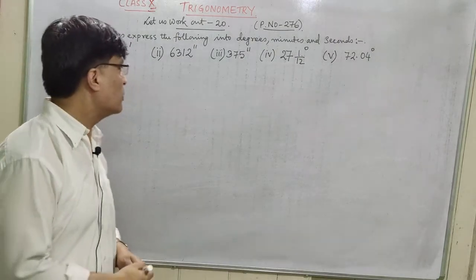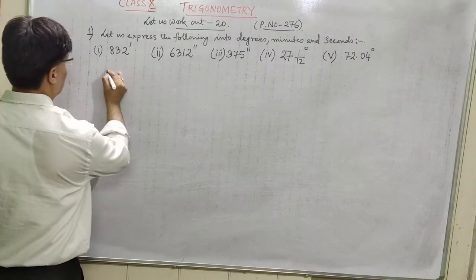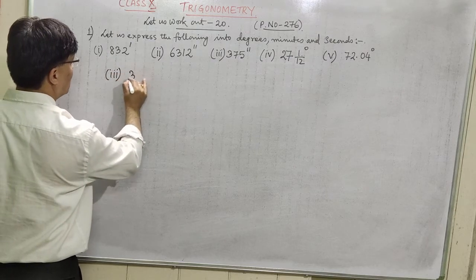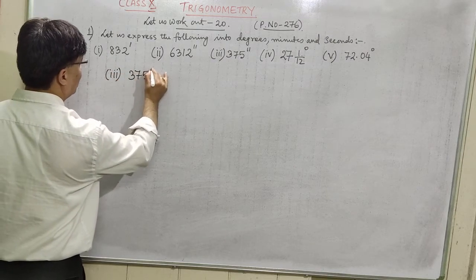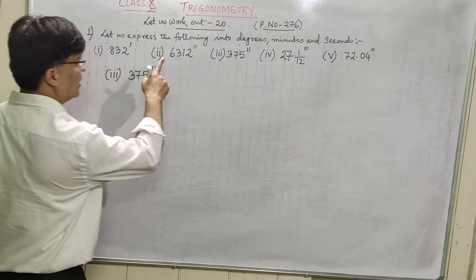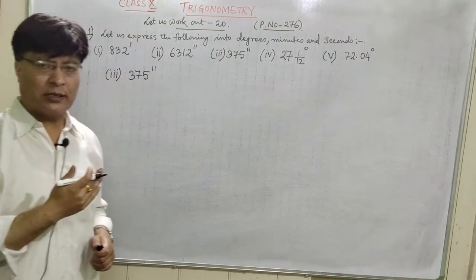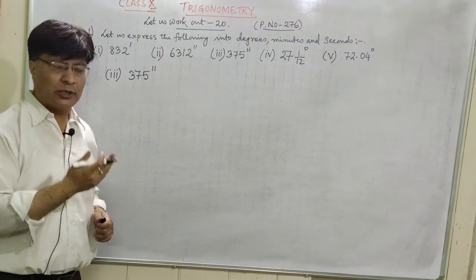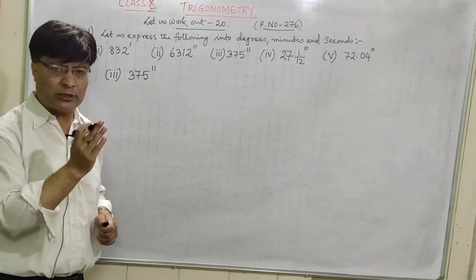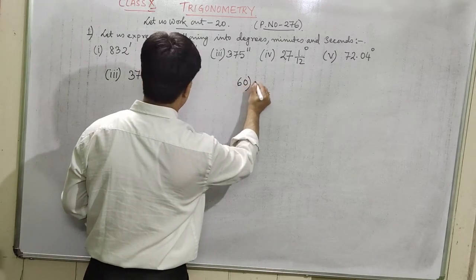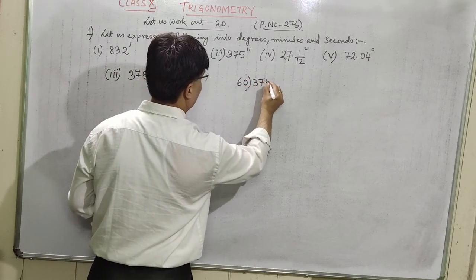Now we will do question number 3. So now let us convert this number 3, that is 375 seconds, into degree, minutes and seconds. Okay, so this is given in terms of seconds. If you want to convert into minutes, you have to divide it by 60. So let us divide it. 60 will divide 375, right?